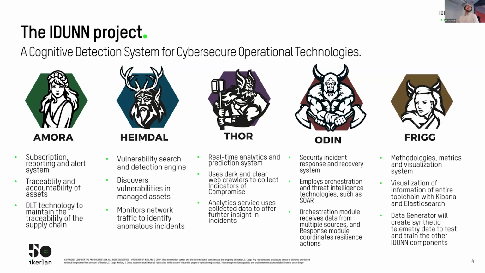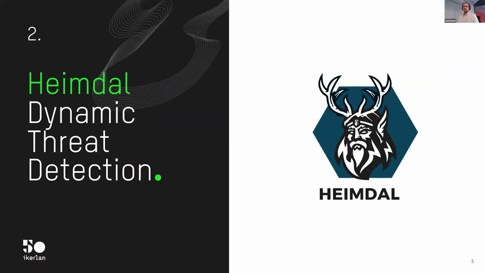And then Frigg is the last tool in the toolchain, which offers visualization services using Kibana and Elasticsearch. And then there is also an extra service, which is a data generator, which offers the creation of telemetry data that can be used to train and test the other existing toolchain components. So these 5 tools working together aim to offer a secure operational technologies environment. Making this brief introduction, I will go further into how Heimdall works and its main purpose.